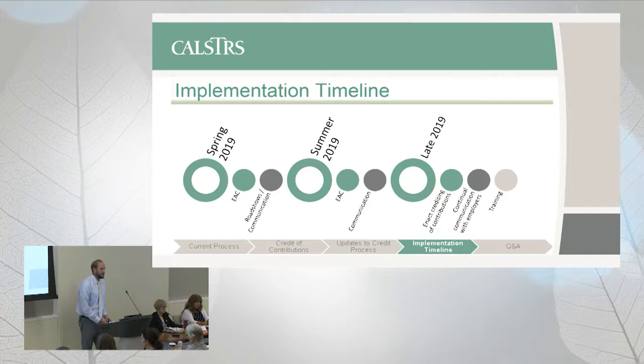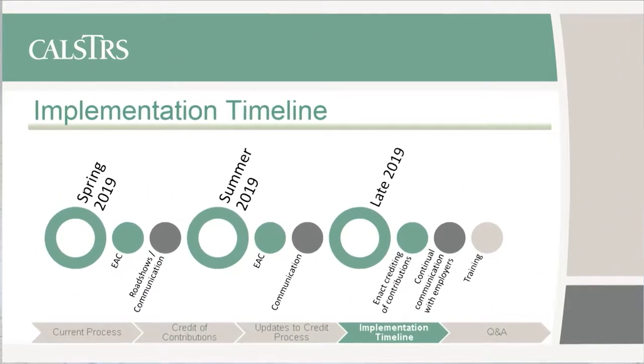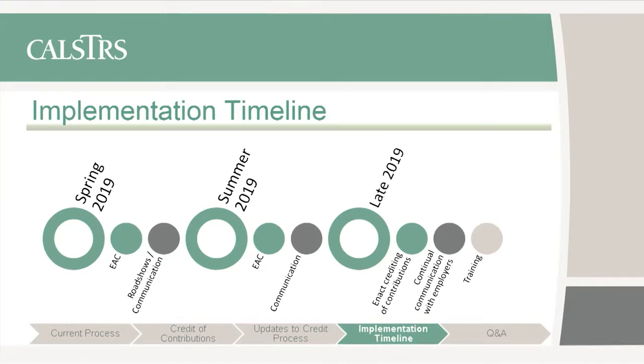Next, we're going to talk about the implementation timeline. So if you guys didn't get the hint, we are going forward with this. We are doing the crediting. Right now we're currently in the summer process where we're still communicating with you guys. We still want your feedback. And then during late 2019 is when we are planning on implementing the program. So there will be training and continual communication with the employers as well to get your feedback and concerns.